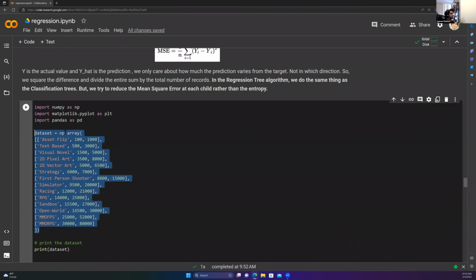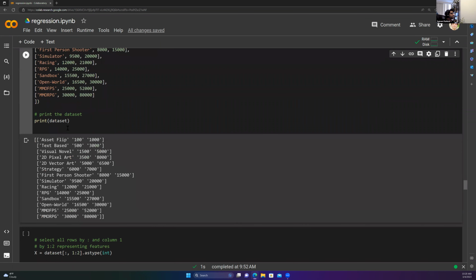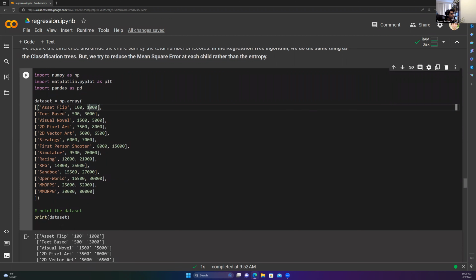So here I'm trying to get this NumPy array going. I'm trying to create this data frame with features: visual novel, 2D pixel art, strategy, and this value. So these features represent different genres of gaming, different genres of art for designing games. That's why you would see RPG, sandbox, open world. Again, you don't need to know the details of that.